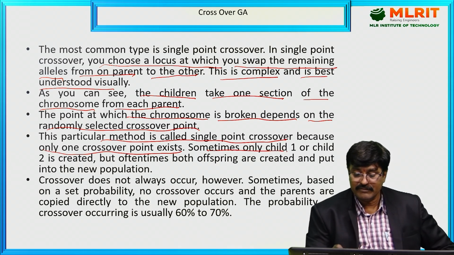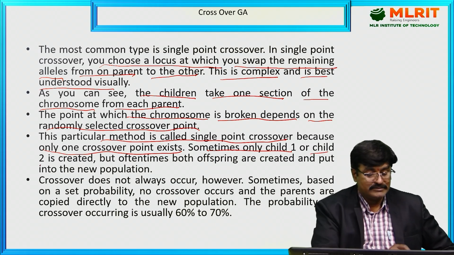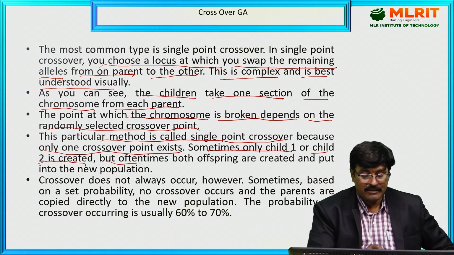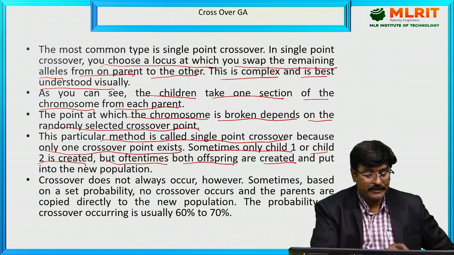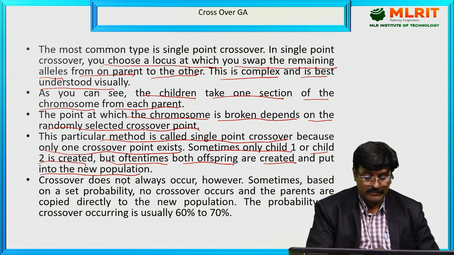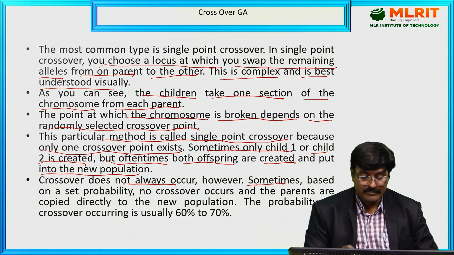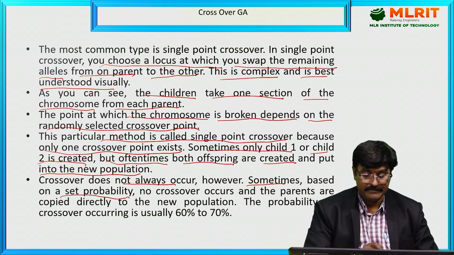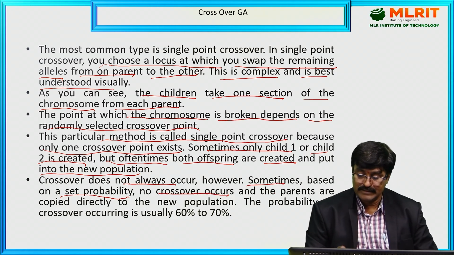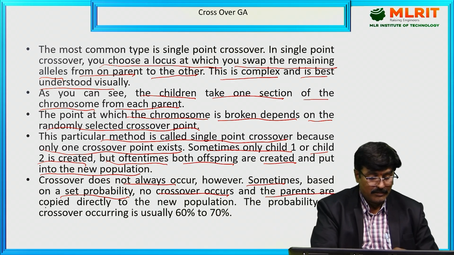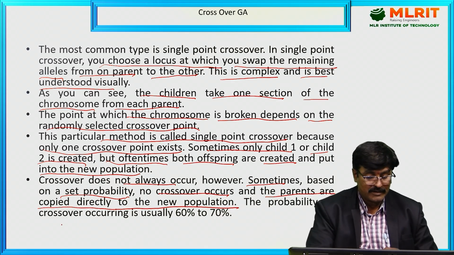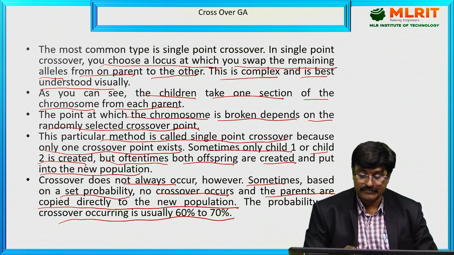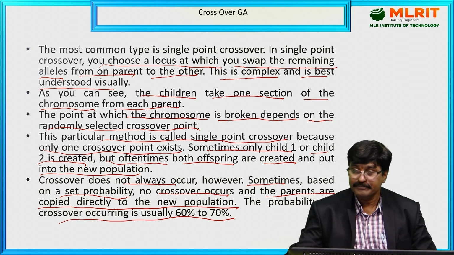Sometimes only one child is created, but oftentimes both offspring are created and put into the new population. The crossover does not always occur, however. Sometimes, based on a set probability, no crossover occurs and the parents are copied directly to the new population. The probability of crossover occurring is usually 60 to 70%.